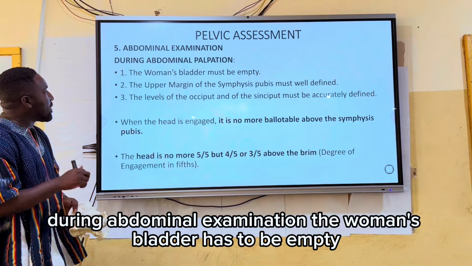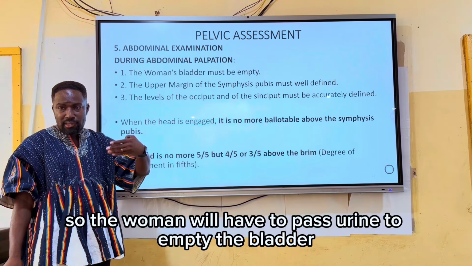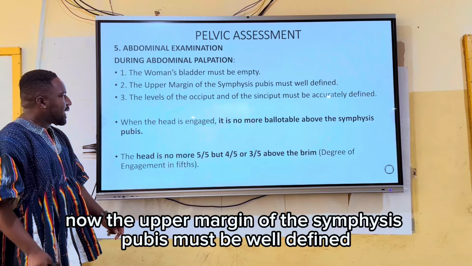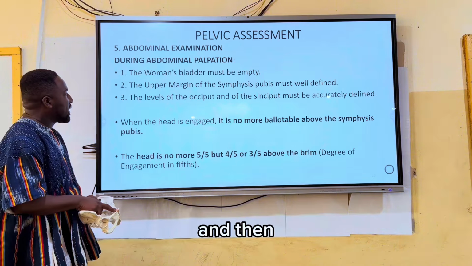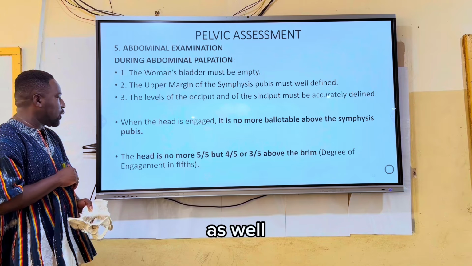Now again, during abdominal examination, the woman's bladder has to be empty. So the woman will have to what? Pass urine to empty the bladder. Now the upper margin of the symphysis pubis must be well defined. And then the levels of the occiput and sinciput must be accurately defined as well.